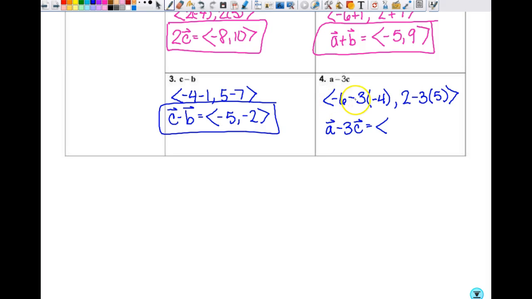So I've got to multiply. Can I do negative 6 minus 3 first? No. So I do negative 3 times negative 4, which is a positive 12, and then a negative 6 gives me a positive 6. Negative 3 times 5 is a negative 15, and a positive 2 is going to be a negative 13. Any questions at all? Alrighty. So then you do 5 and 6.